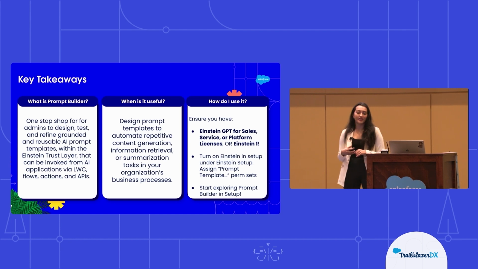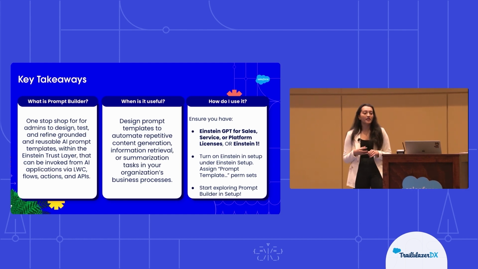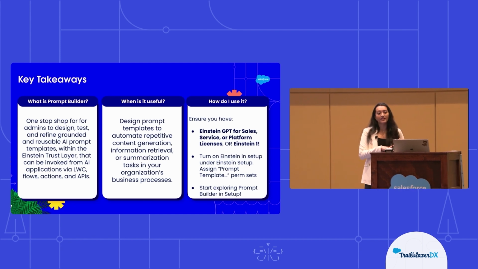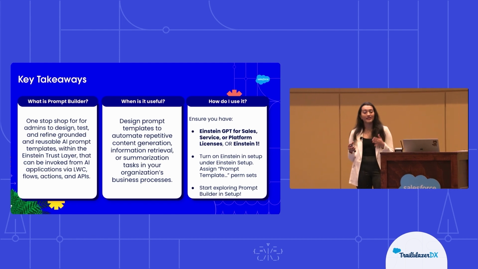And how do you use it? Well, if you want to think about licensing, you need to make sure you have either Einstein GPT for sales or service, or the Einstein 1 SKU that we released. Then you go ahead and turn on Einstein within setup, and then you assign the right perm sets within your organization. And finally, you can navigate to Prompt Builder within setup and start playing around with this new tool.